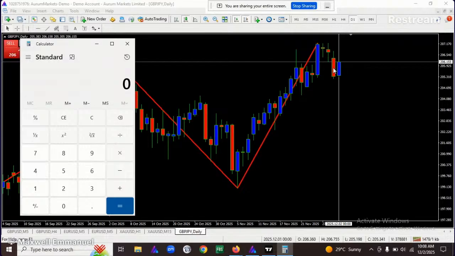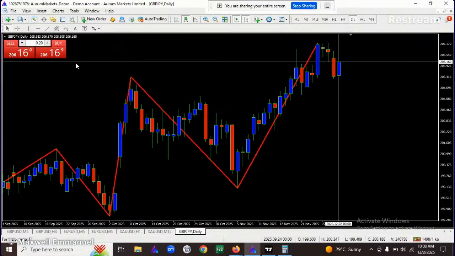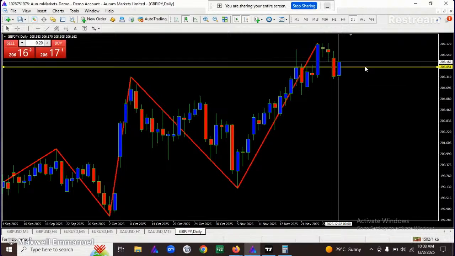So let's add up the opening and the closing price of yesterday's candle. 206.36 plus 205.34, divided by 2. So that's 205.85. Okay, that's it. So you can see this was the average.